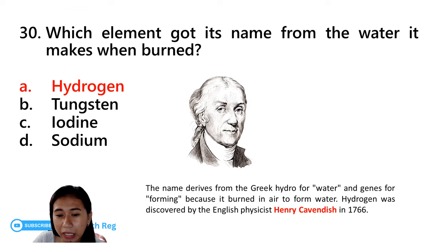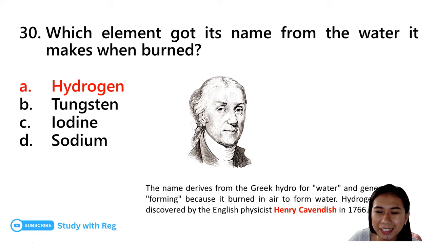Hydrogen was discovered by the English physicist Henry Cavendish. Hydrogen. That's number one in the periodic table. That's the lightest element, hydrogen. And it's the most abundant element in the universe. And yun yung ginagamit din na fuel, the hydrogen gas for our space rockets, mga spaceships natin.